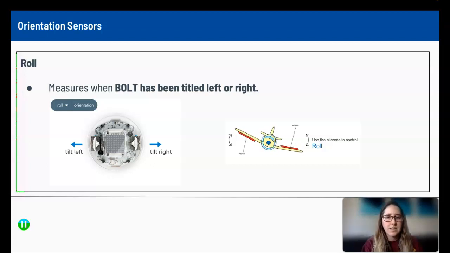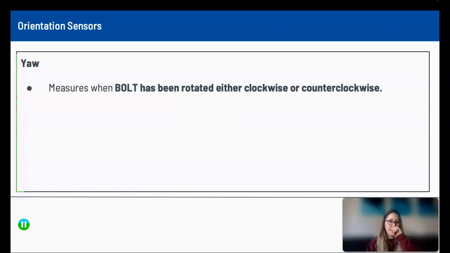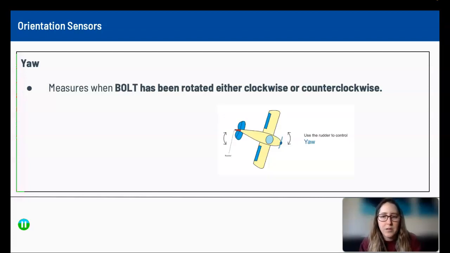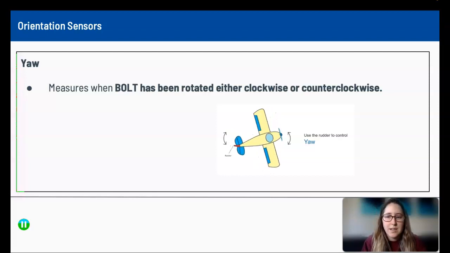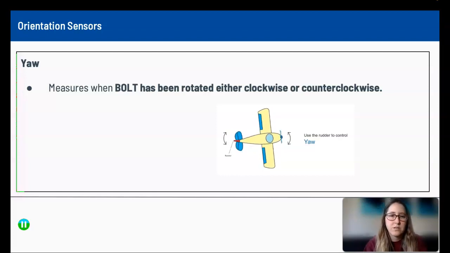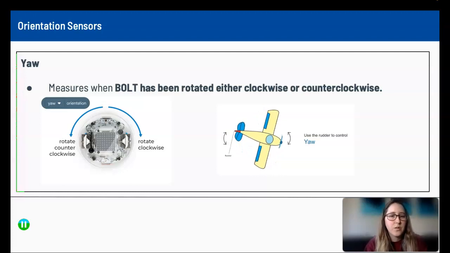And the last orientation sensor we're going to use is yaw. Yaw measures when the bolt is being rotated either clockwise or counterclockwise. And you can think of this as the airplane using the rudder to move side to side, like in the image that you see on your screen. If you're rotating your Sphero clockwise or counterclockwise, spinning it like a top in either direction, that is what the yaw orientation sensor is going to pick up.